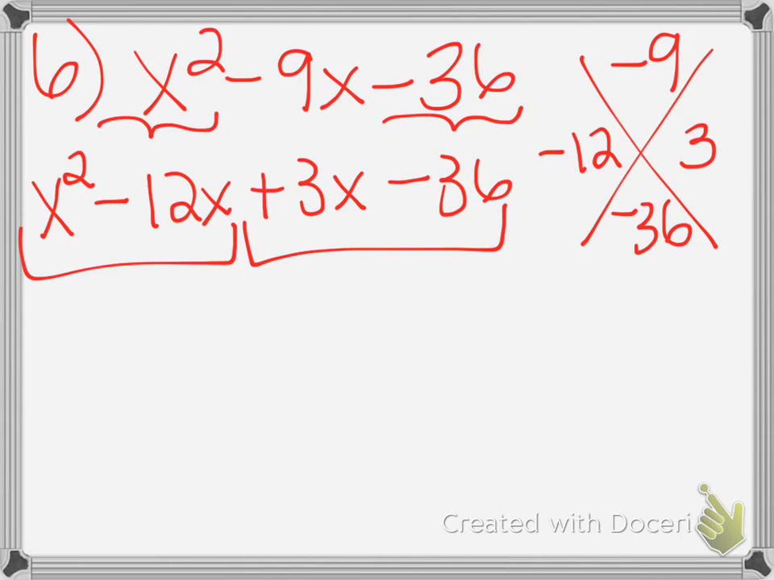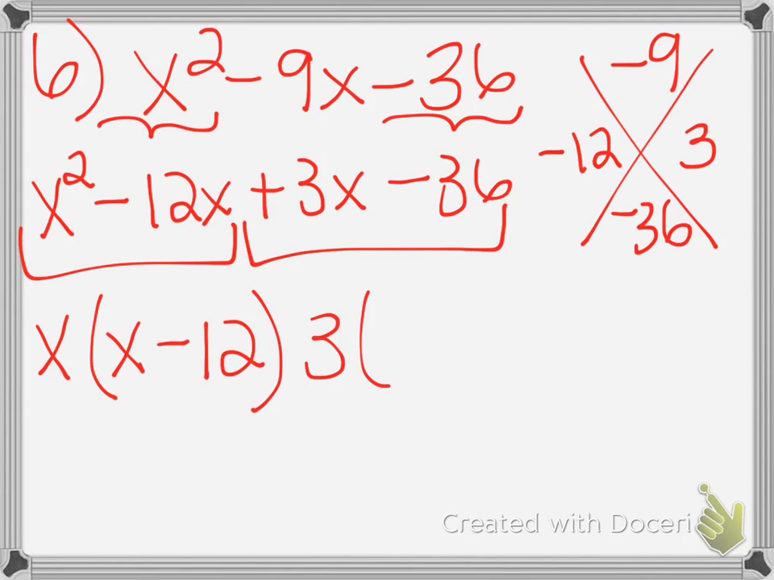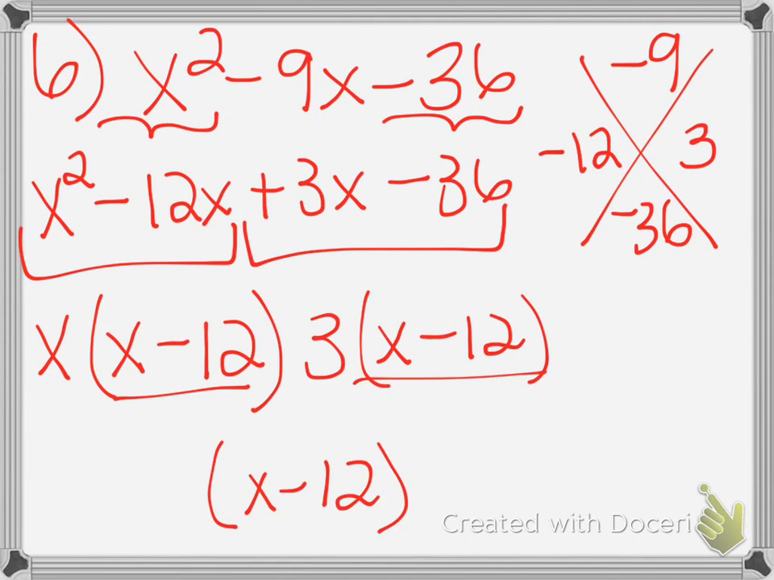So what's in common with x squared and 12x? I get x in common. X squared divided by x is x. Negative 12x divided by x is negative 12. And then with 3x and negative 36, the 3 is what they have in common. 3x divided by 3 is x. Negative 36 divided by 3 is negative 12. I've got my matchy moves, so that's good. I just have to write that one time.